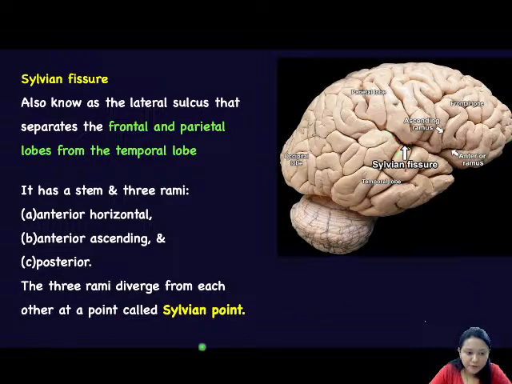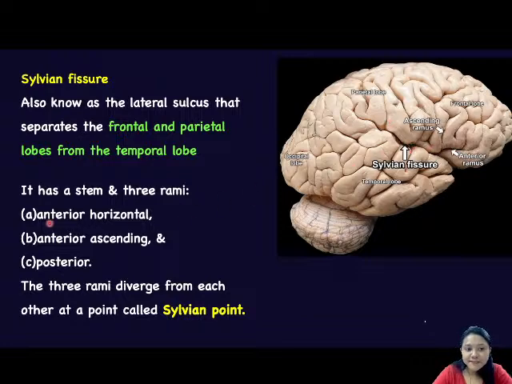Let me show with a different laser pointer. You can see here, this is the Sylvian fissure. In this image you can see this is the Sylvian fissure. It separates the frontal lobe and the parietal lobe from the temporal lobe. This fissure separates the three lobes, that is the frontal lobe, the parietal lobe, and the temporal lobe. So that fissure is known as the Sylvian fissure.